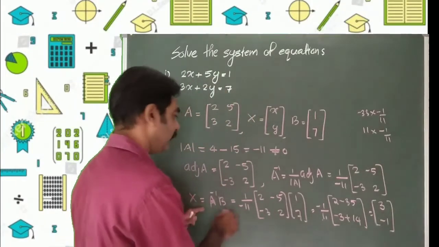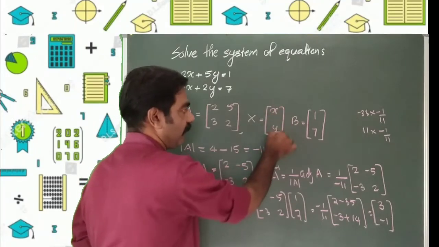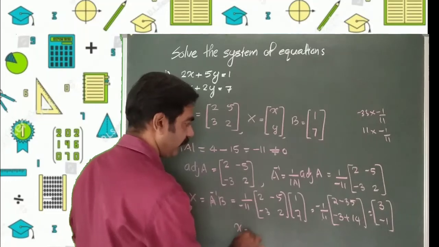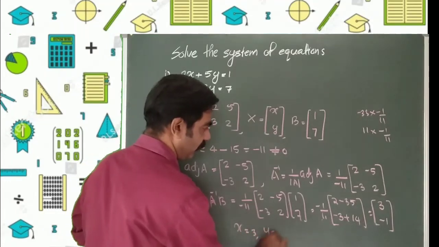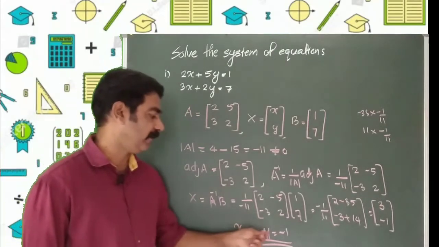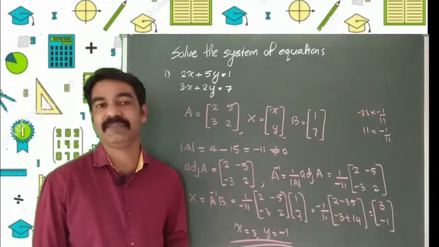So X Y is equal to 3, minus 1. So what is the value of X? The value of X is 3 and the value of Y is minus 1. These are the solutions of the given system of equations.